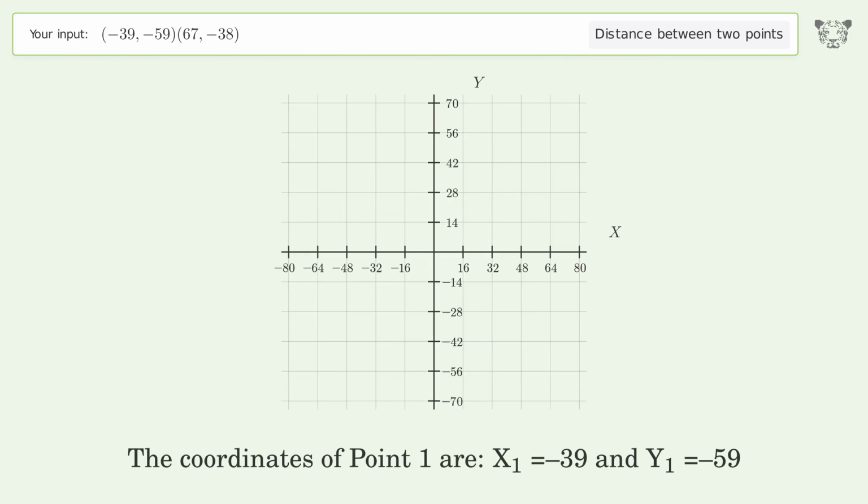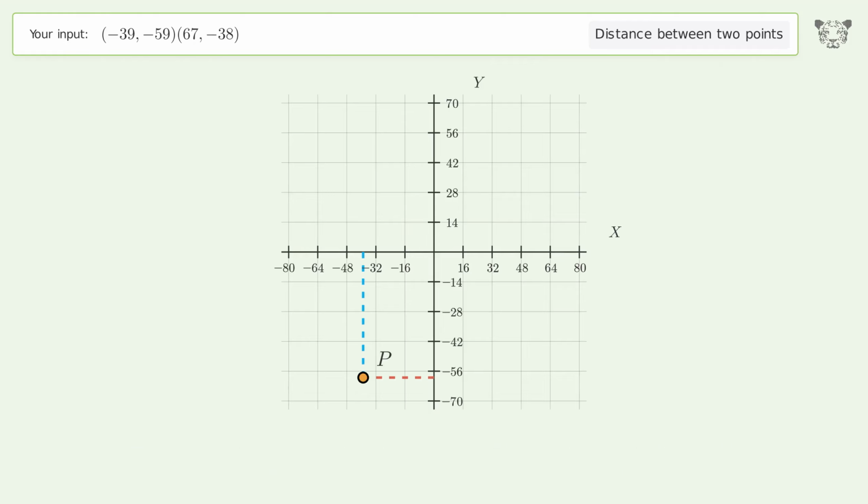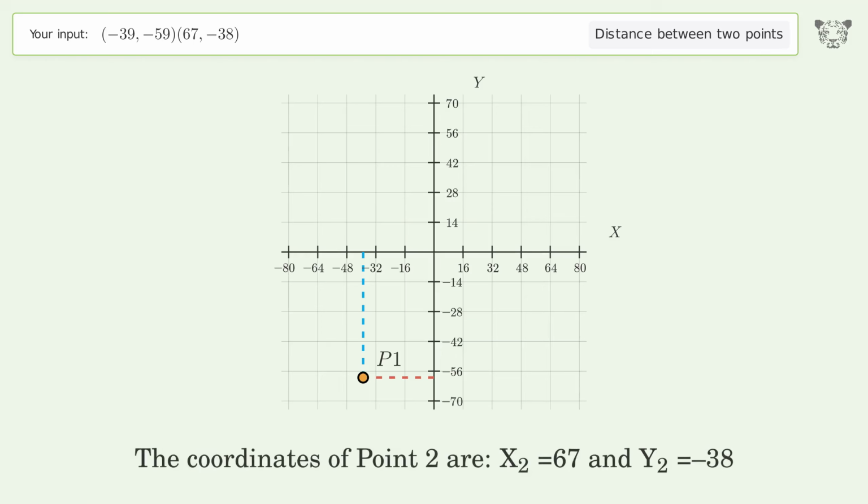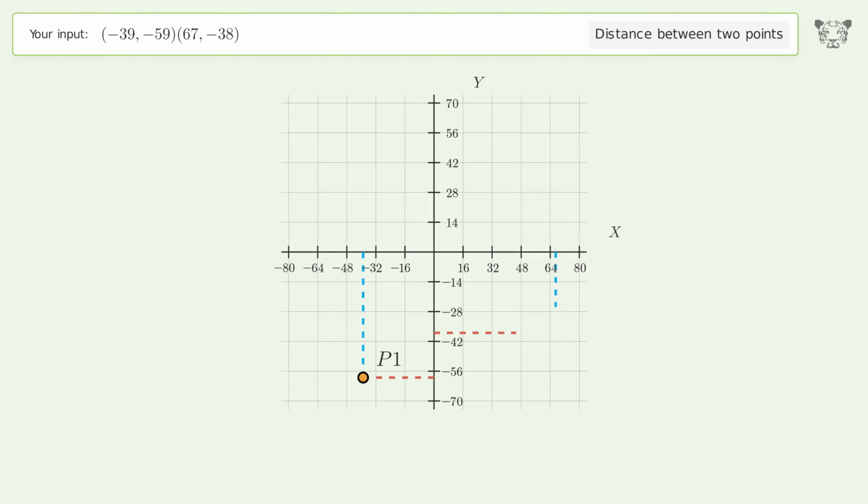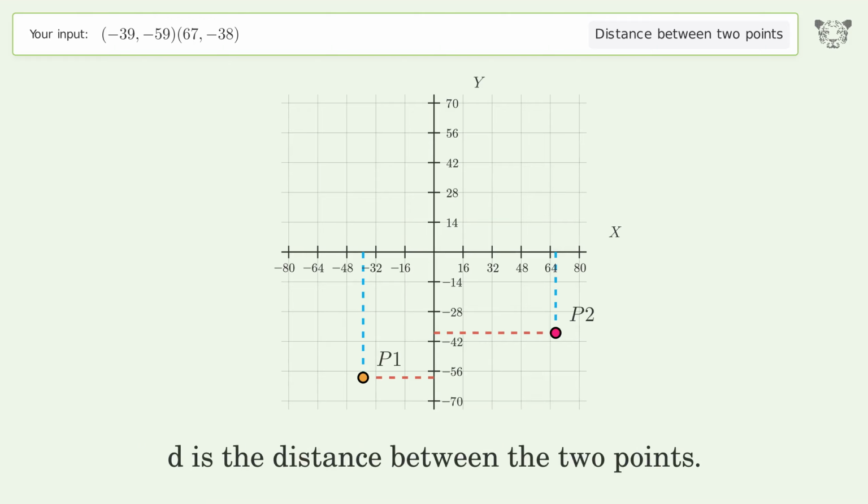The coordinates of point 1 are x1 equals -39 and y1 equals -59. The coordinates of point 2 are x2 equals 67 and y2 equals -38. D is the distance between the 2 points.